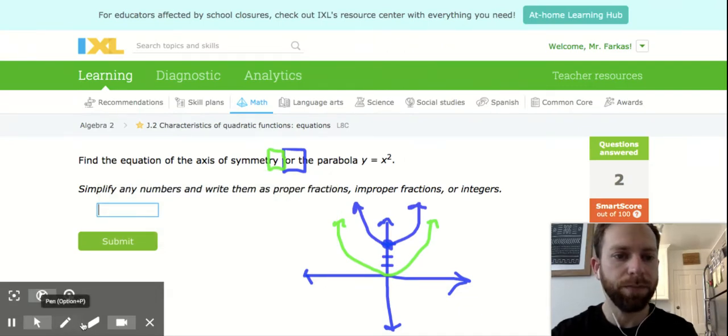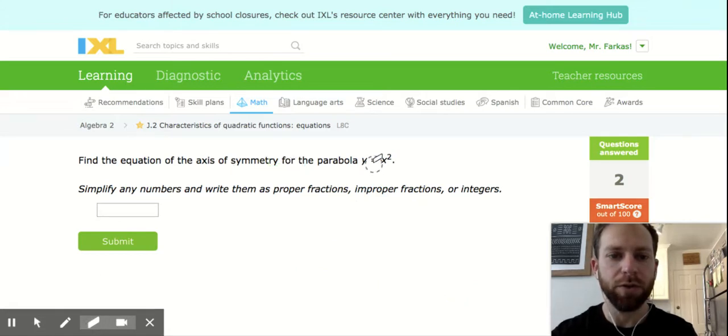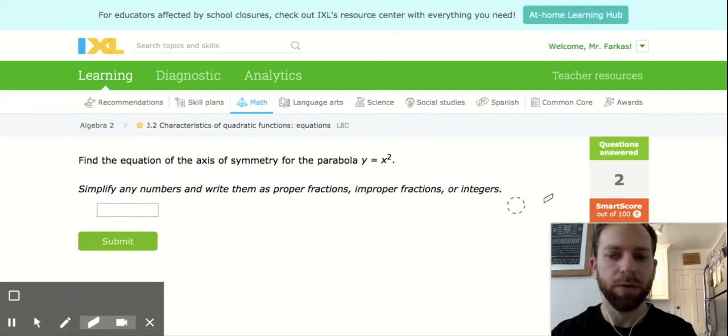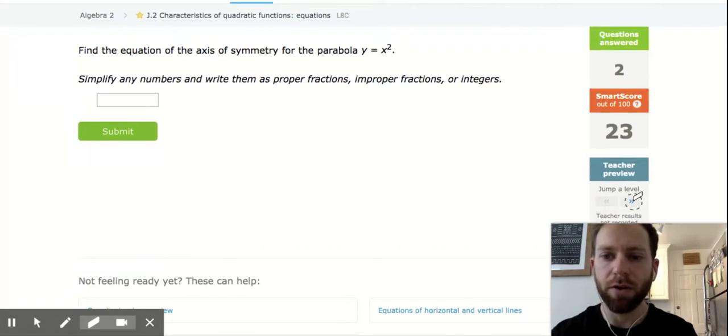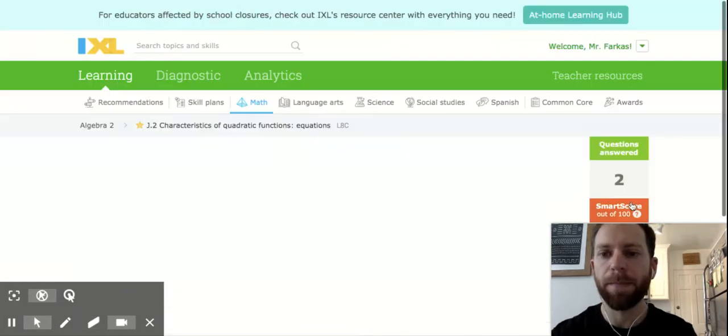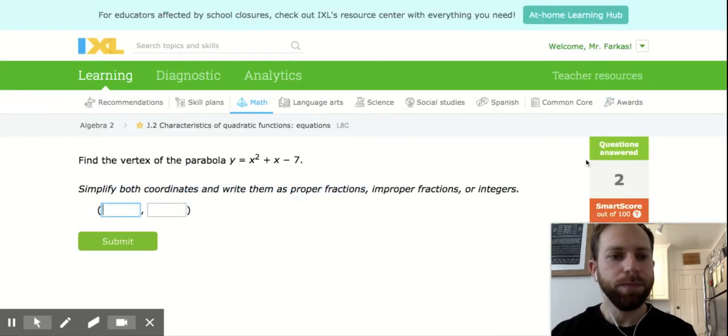Okay, let's try a harder one since we already did one with the axis of symmetry, right? The axis of symmetry for this one, well, negative b over 2a, that would just be 0 divided by 1. So this would just be 0. All right, let's try a harder level. What's the vertex of this parabola? Well, we're going to have to figure out negative b over 2a in order to find the x value of the vertex. And then we're going to have to plug that back into the equation to find the y value. So let's review how to do that.